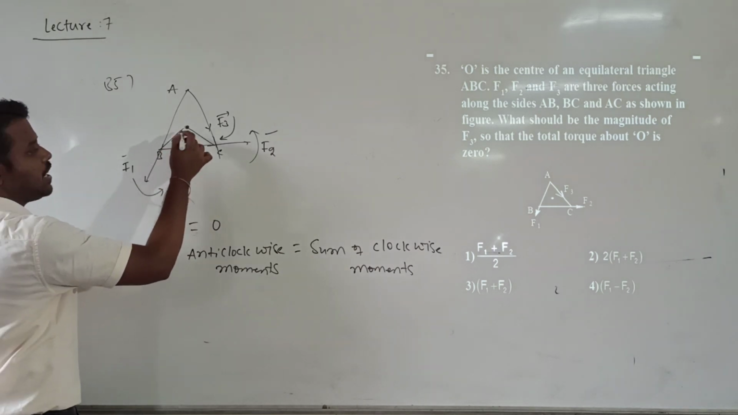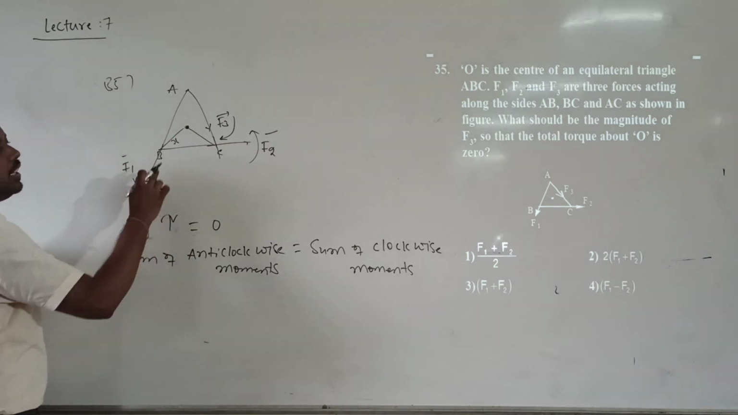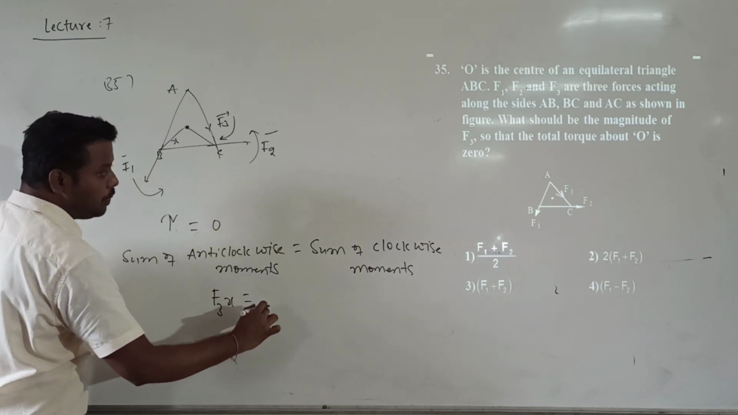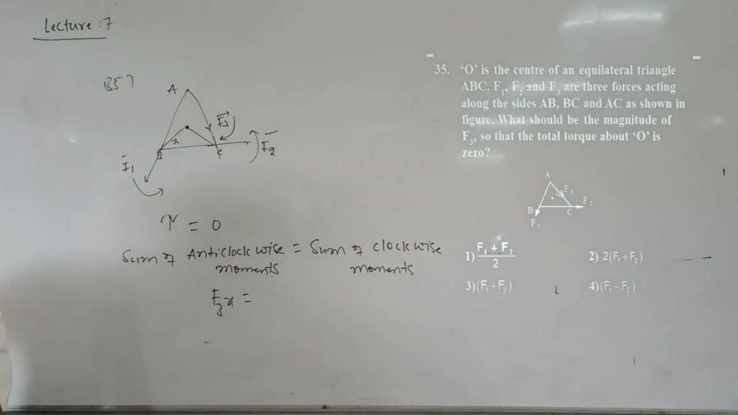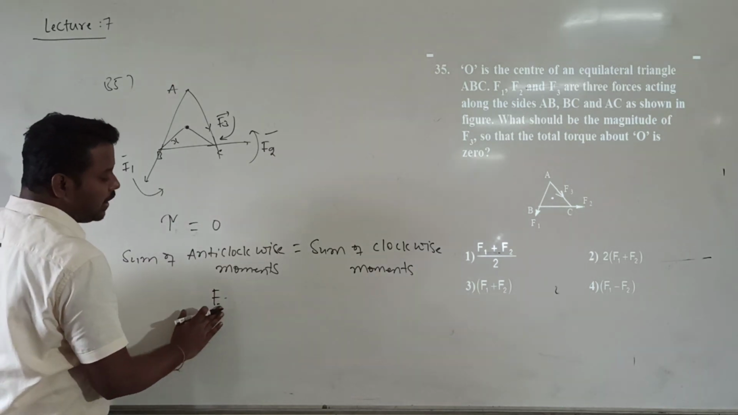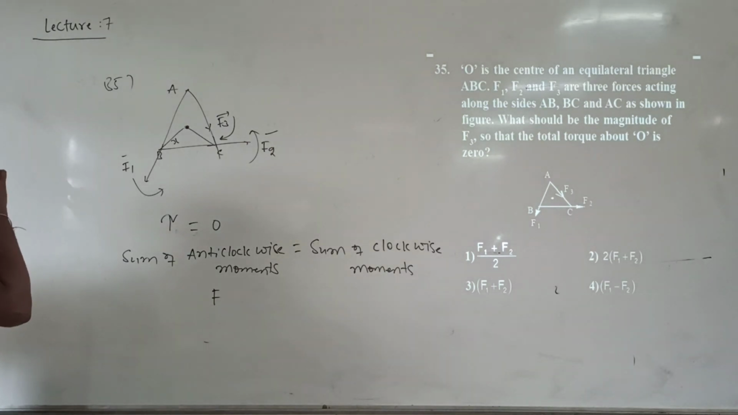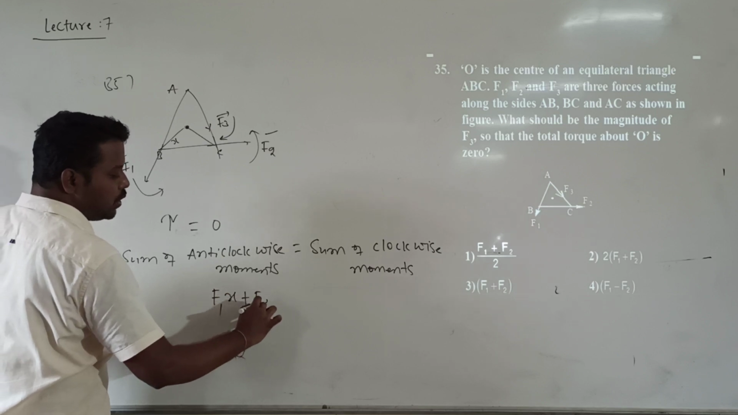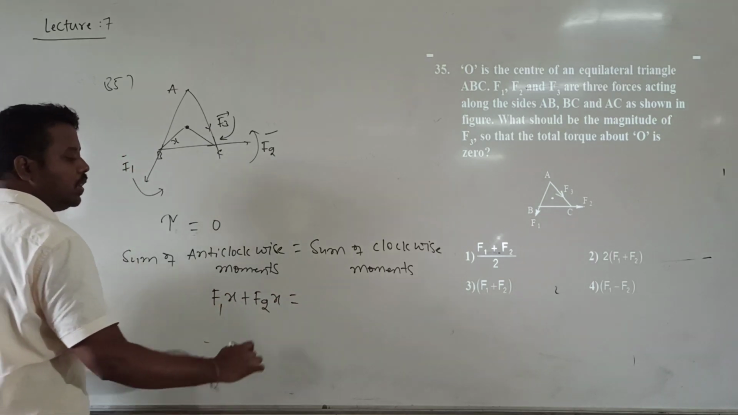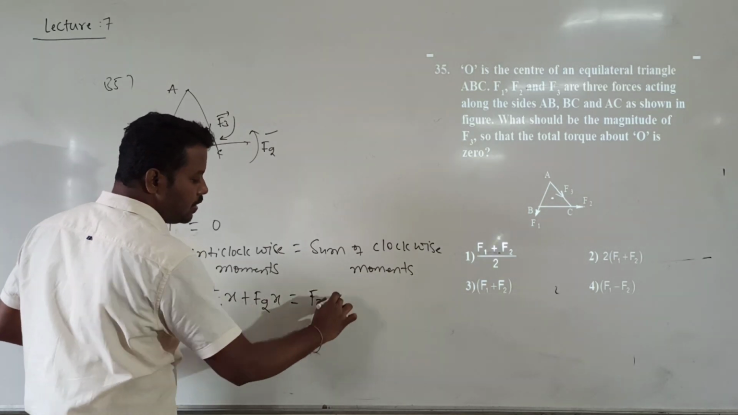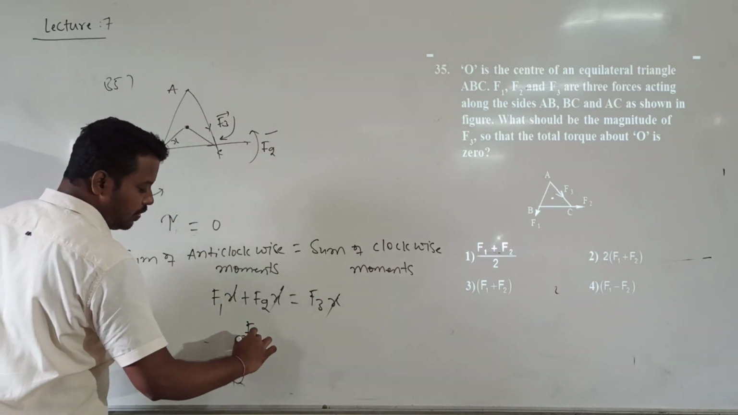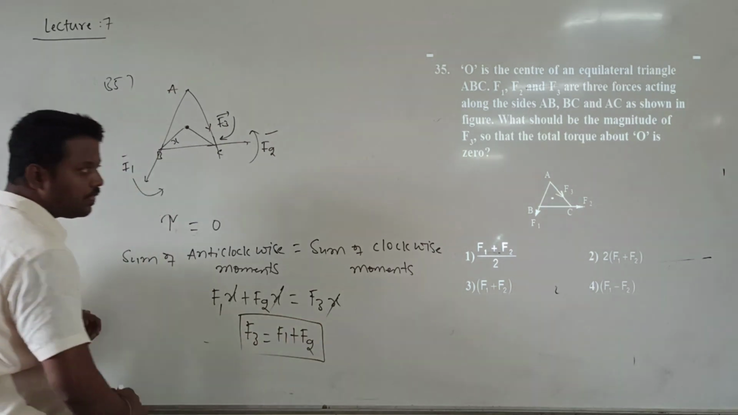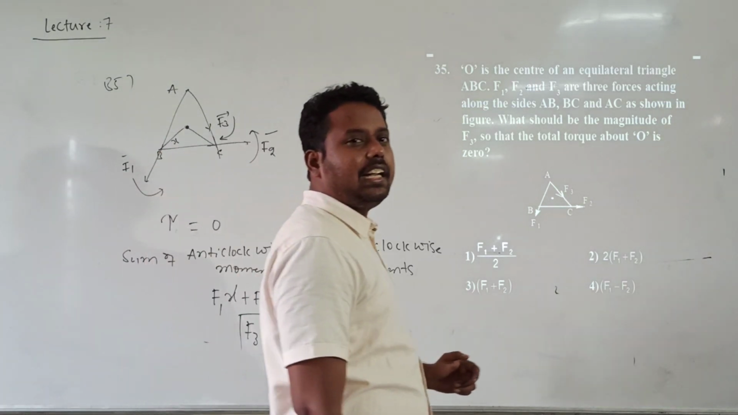We can write this principle whenever the torque value is equal to 0. The distance of the three forces from the centroid is the same, so can I call the distance x? Then what is the anti-clockwise moment? First I need to write the anti-clockwise moments. Which forces make it rotate in anti-clockwise direction? F1 and F2. F1 into x plus F2 into x. These are the anti-clockwise moments, which will be equal to F3 into x. So x cancels. What is the value of F3? F3 is equal to F1 plus F2. Correct? Question understood? You should get it clearly.